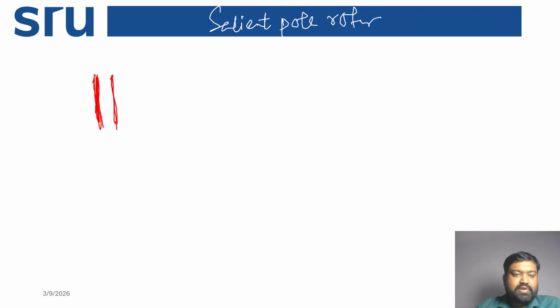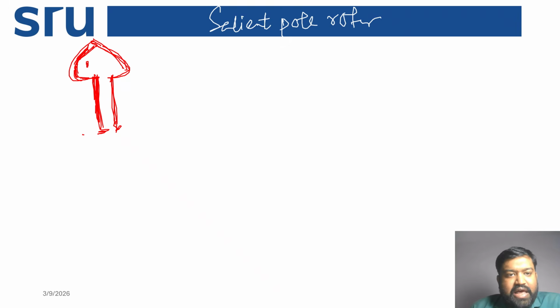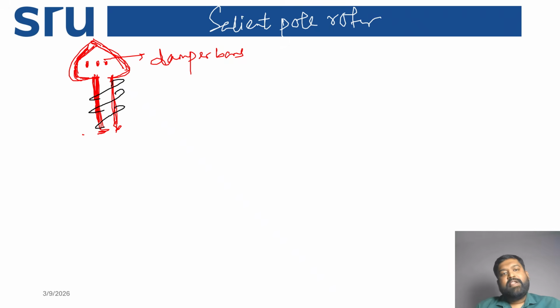This is the bar. Now the structure is projected like this. Maybe some arrangements like this you can do. But you see the salient pole rotor, here the damper bars are there. And the concentrated winding will be present across this.